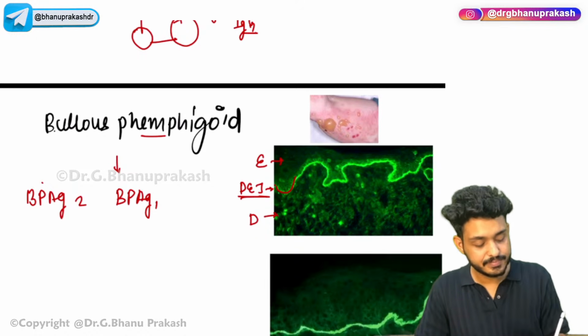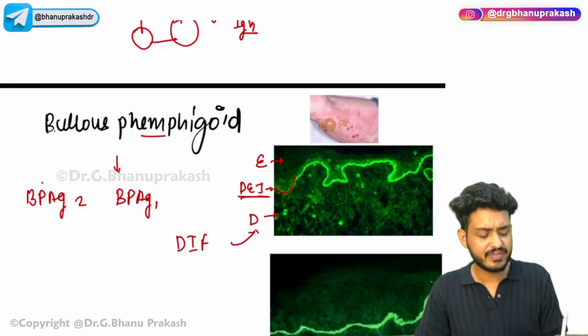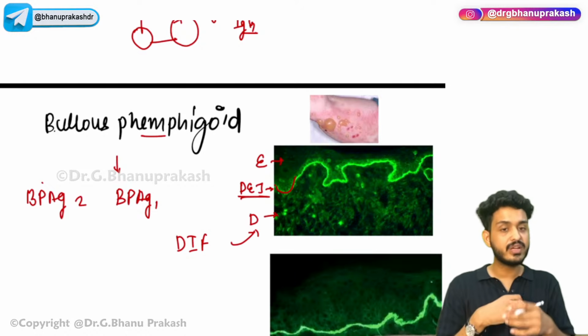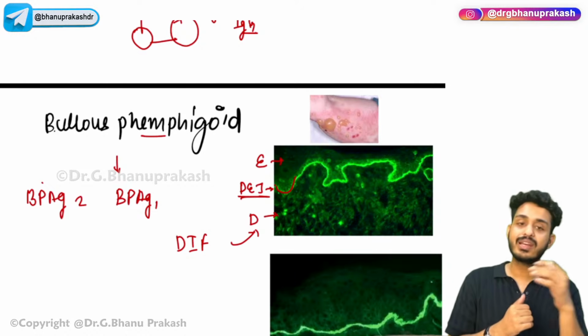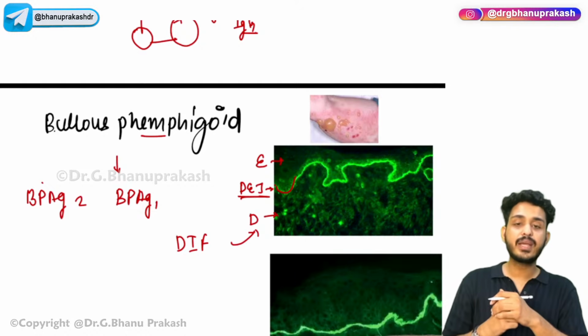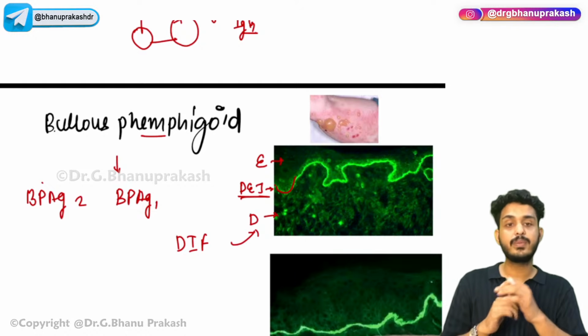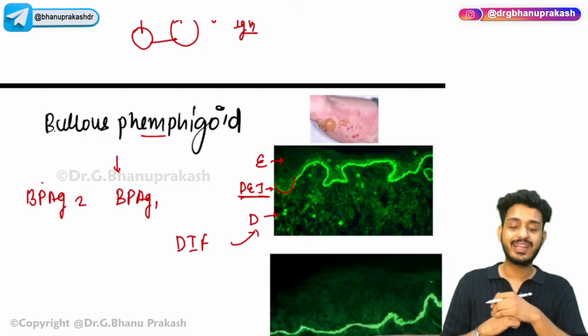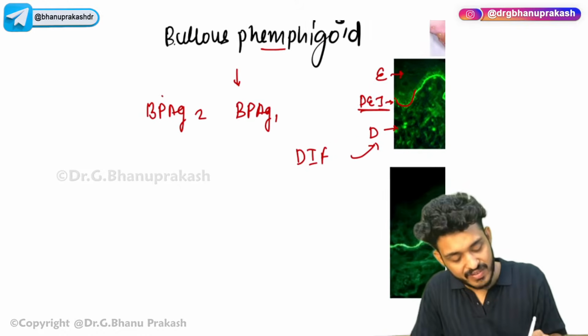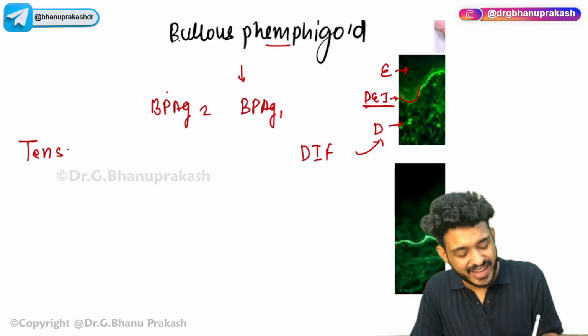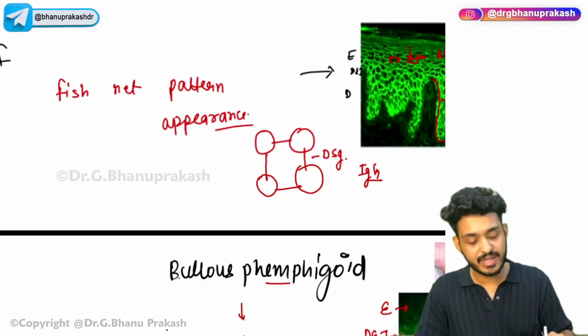Now you can see DIF and easily identify that a fishnet pattern will be seen in pemphigus, because pemphigus is a disorder in the epidermis, whereas this linear type of pattern you will be seeing in bullous pemphigoid because it is a hemidesmosomal thing that is happening, right? Here you will be finding what kind of bulla? You will be finding tense bulla.